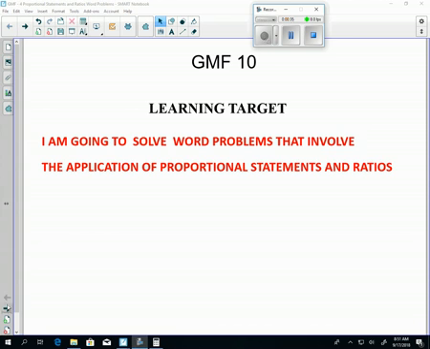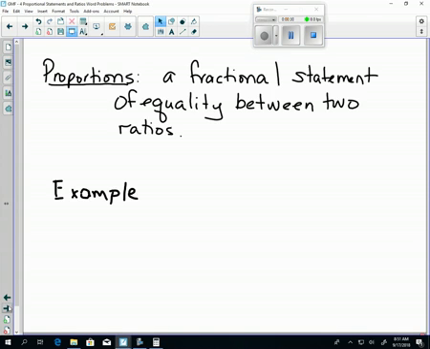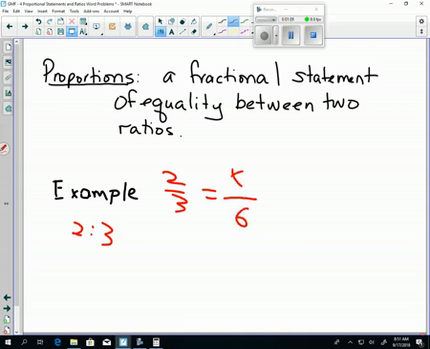Looking at a proportional statement again, it means there's something equal between two ratios. So if I have a ratio, 2 to 3, we can express it as a fraction, 2/3. And a proportional statement means there's something equal. This is the equal sign. And we have an unknown, x over 6. We need to solve for this unknown.